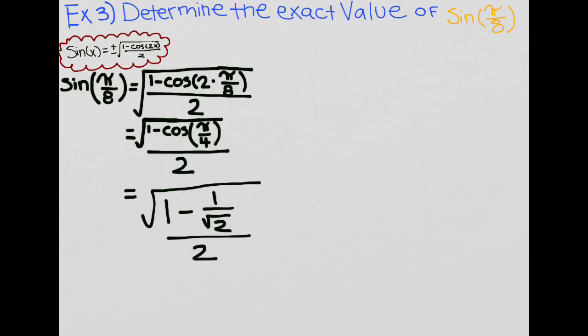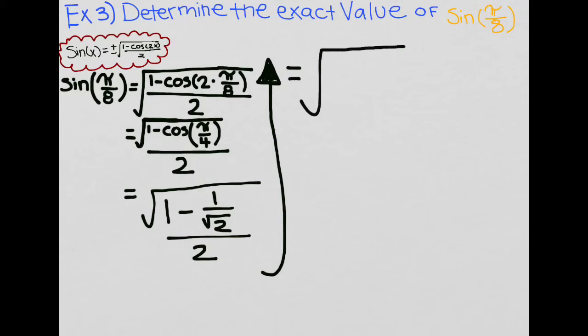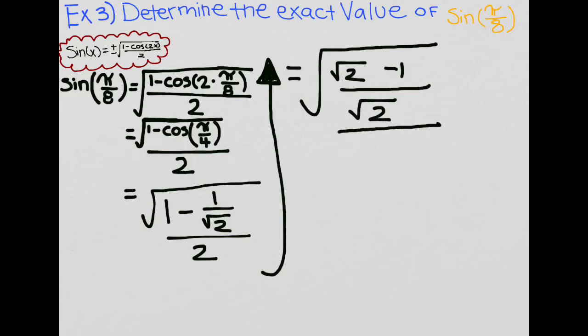Now we are not going to rationalize. That's just what I teach my students. But if your teacher tells you to rationalize, then at this point you would rationalize. Sorry, I just drew an arrow to show that it's going on this side. That would become, well, first we have to find the common denominator for the 1 and the 1 over square root 2. So that would become square root 2 minus 1 over square root 2, and then that's all over 2.